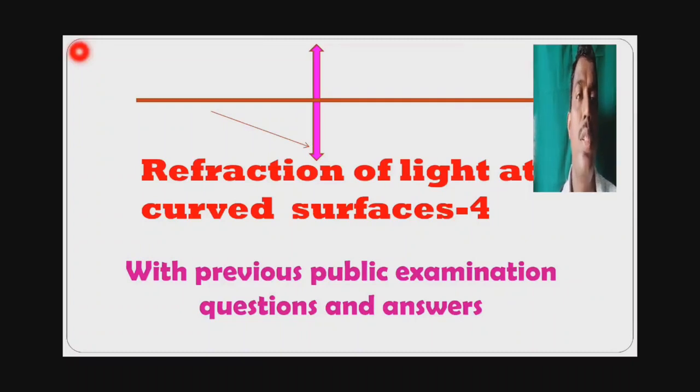Hi students, in last class we discussed the rules to draw ray diagram for lens and uses of the lenses. Now we will continue that class. In this class we will discuss the lens formula, lens maker formula and previous public examination questions with problems and solutions.